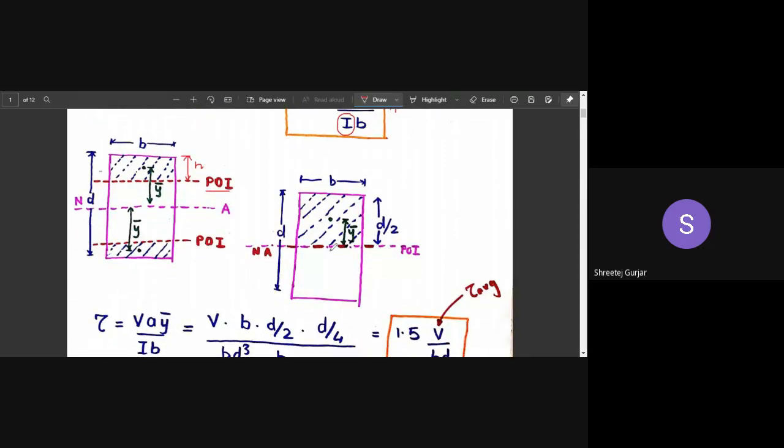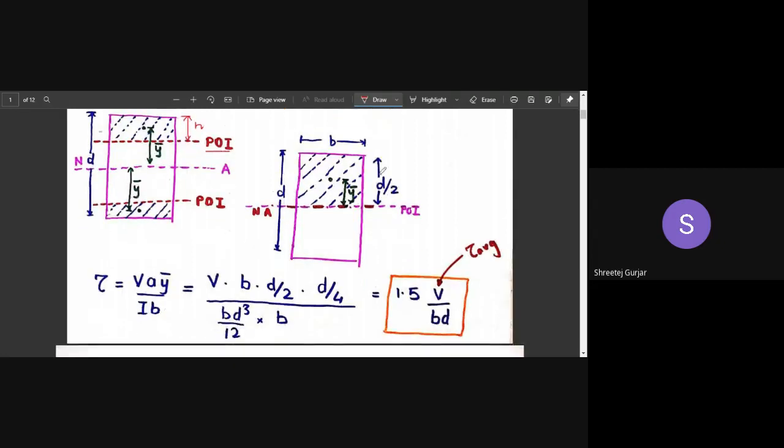Then, if you want to find the shear stress at the neutral axis itself, that is, if your plane of interest is at the neutral axis, then what will happen? The area will be what? B into D by 2, right? Which is half of the depth. So the area I've written over here is B into D by 2. And what is this Y bar? It is again half of D by 2, that is D by 4.